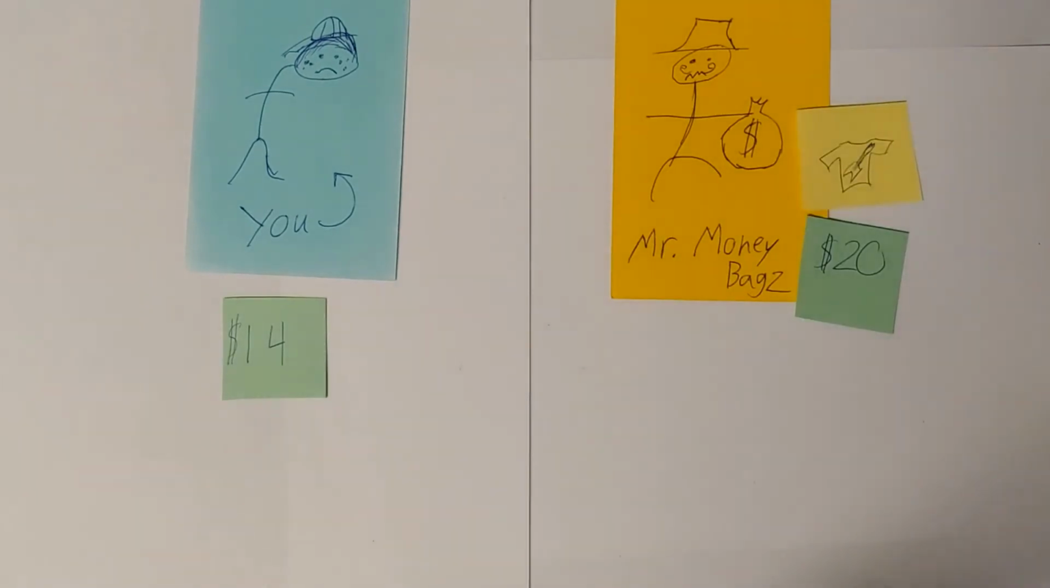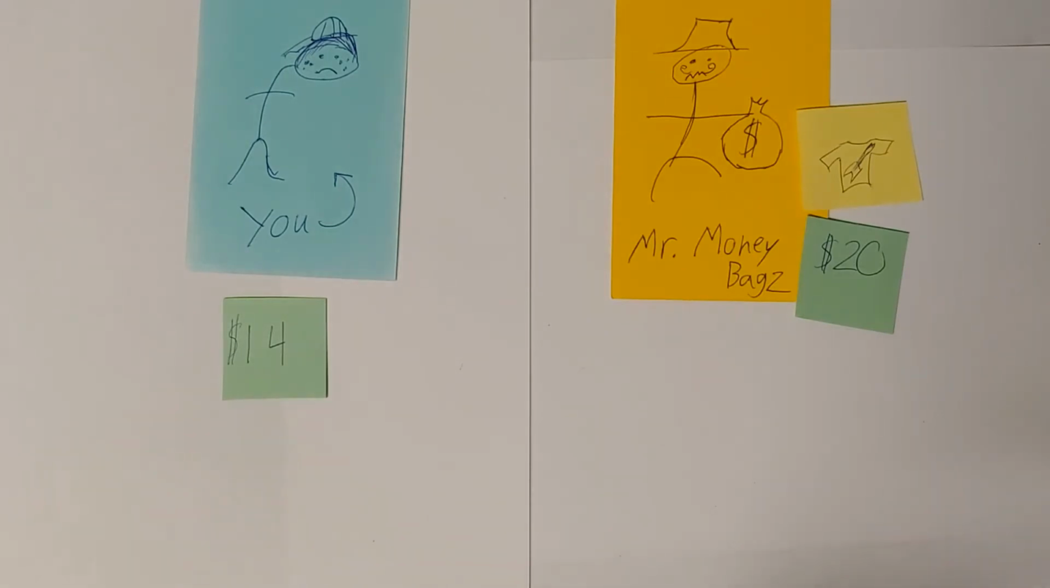So the next scenario we're going to set up is going to be a little bit more complicated. It's going to use more of the negative numbers that we've been talking about in our previous videos. In this scenario, you still have $14 to start with, and you still want to buy something from a store. This time, instead of a $10 meal, you're going to want to buy a $20 shirt.